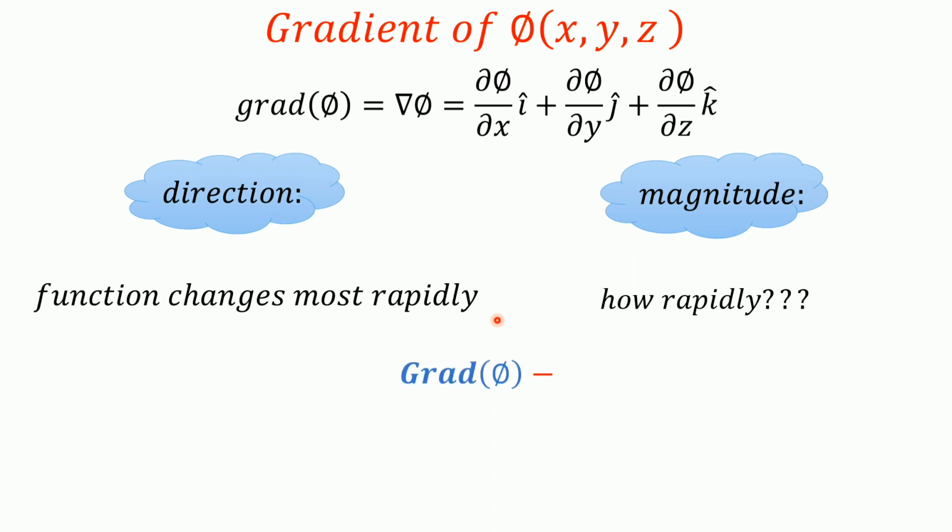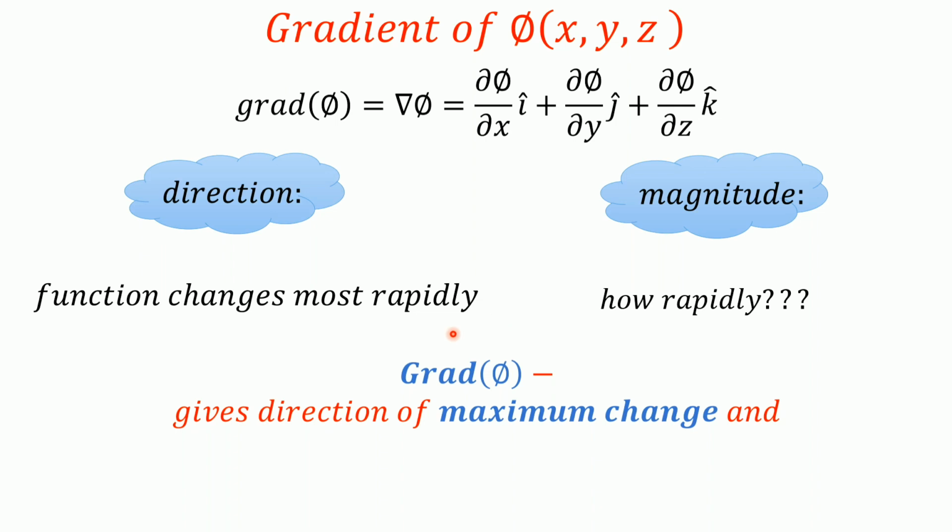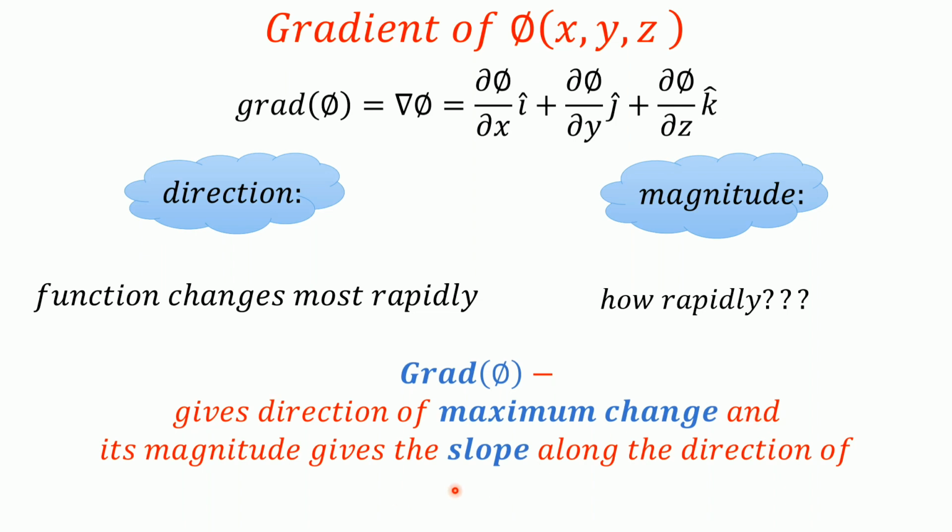So basically grad phi gives the direction of maximum change, and its magnitude gives the slope along the direction of maximum change.